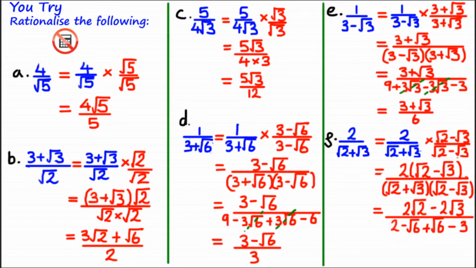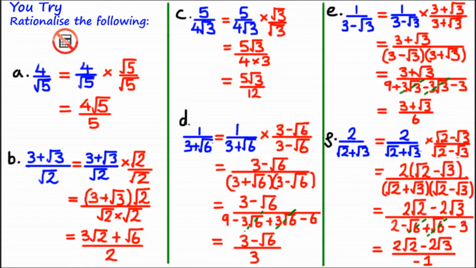So evaluating the terms in the denominator, our final answer, as these terms cancel, is 2 root 2 minus 2 root 3 divided by negative 1. Again, for space reasons, you can simplify this by getting a final answer of minus 2 root 2 plus 2 root 3. Very, very well done, guys.